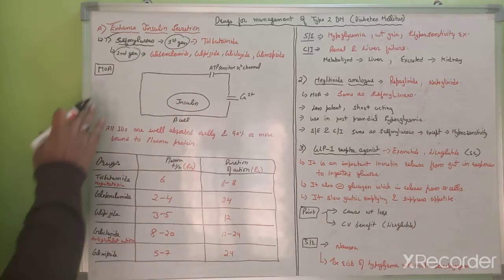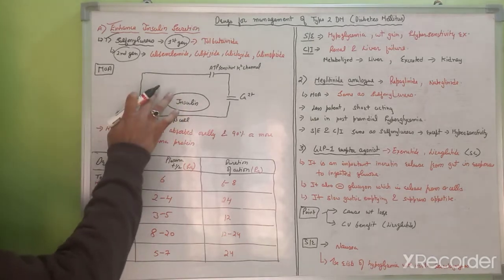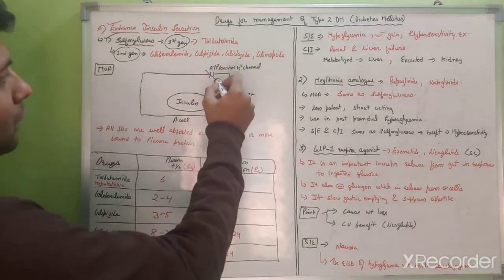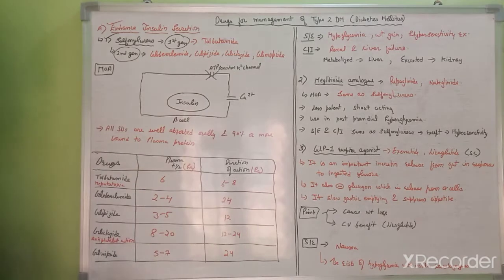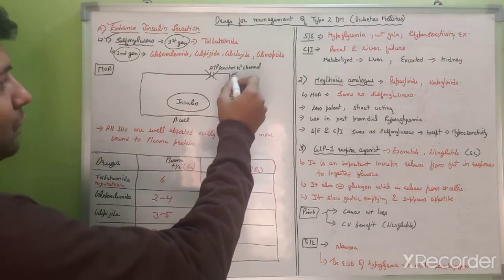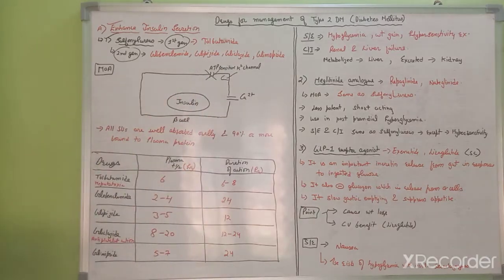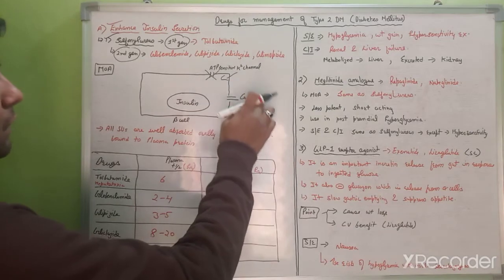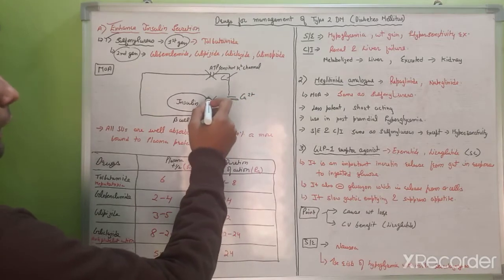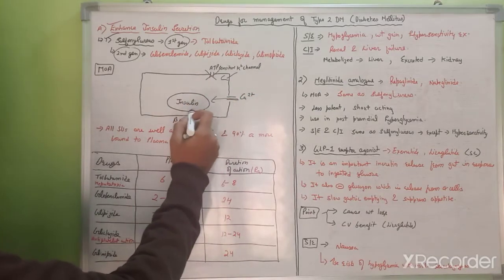The mechanism of action of these drugs is that they block the ATP sensitive potassium channel, so that potassium will not be able to come inside the cell. So there is depolarization of the cell, and after that calcium will come in and release the insulin.